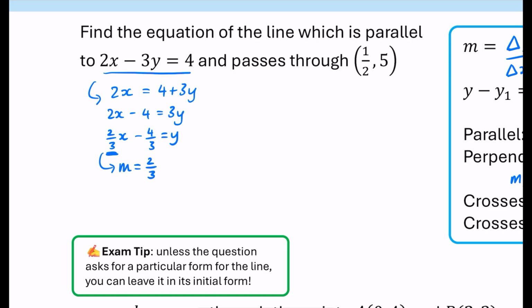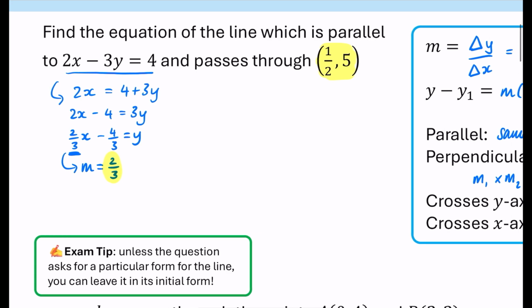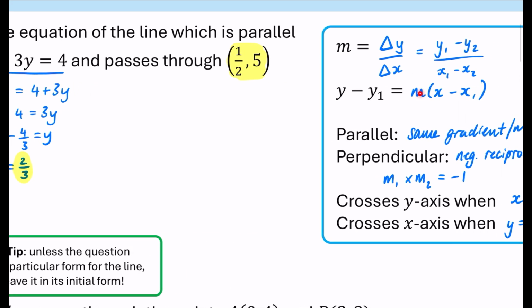So that means we want our gradient for our line to be 2/3. I want it to pass through the point (1/2, 5). Now this is all we need to be able to use this formula. We just need a gradient, and we need the x1, y1. This is my x1 and this is my y1.